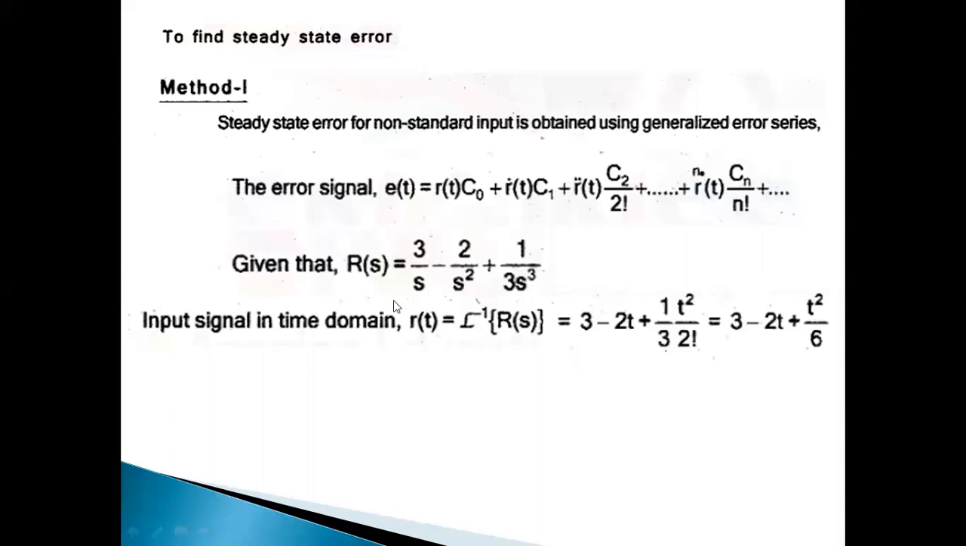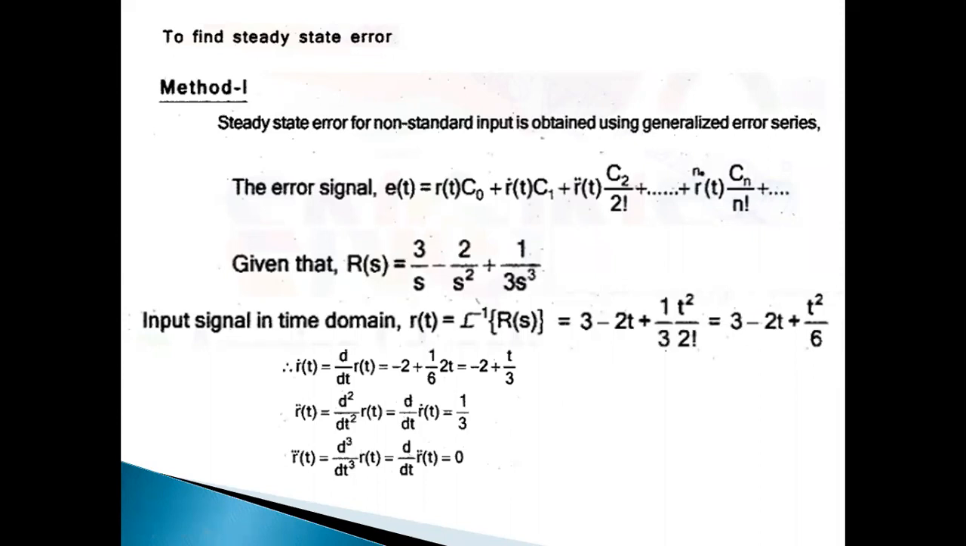Now, if I apply inverse Laplace transform for this function, you will get R of t with respect to time. That is R of t is equal to 3 minus 2t plus 1 by 3 into t square by 2. That is the input function in the time domain.